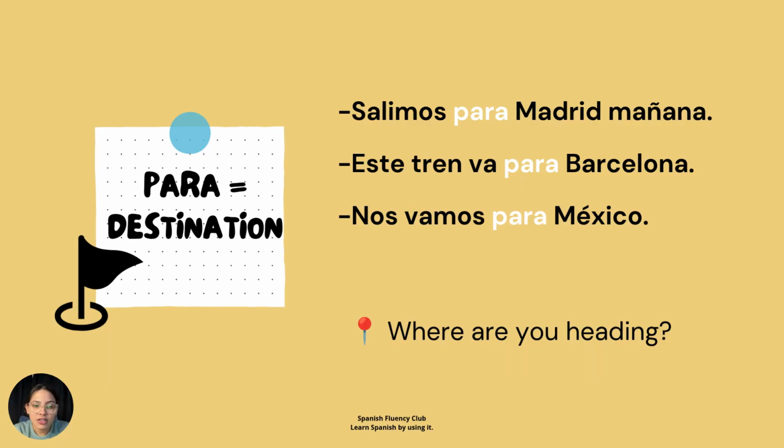Now, one quick note. With verbs such as ir, you are also going to hear the preposition a all the time. For example, voy a Madrid. That's completely normal and actually more common in many situations. So don't start replacing every a with para. The important thing is understanding that para can point toward a destination.